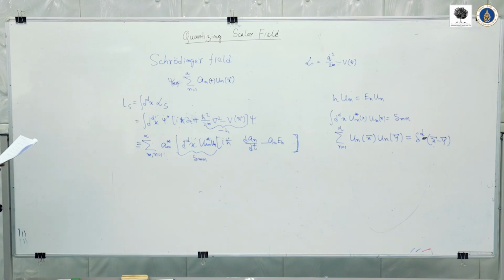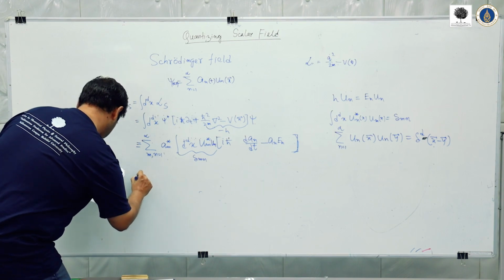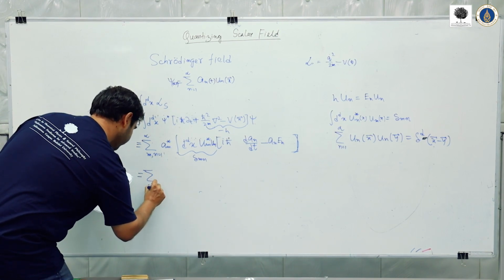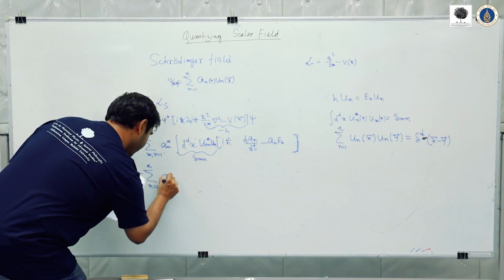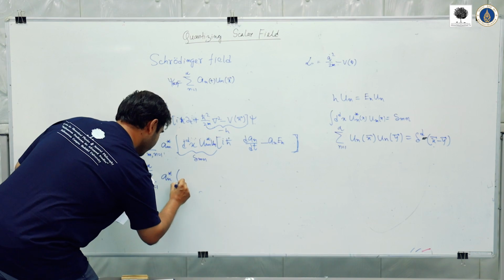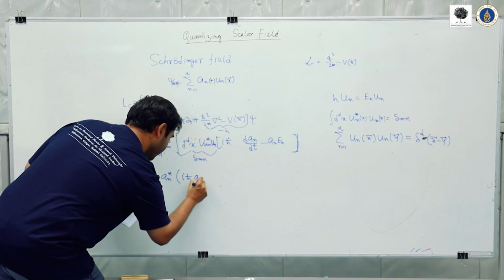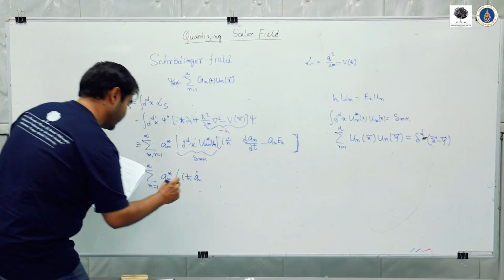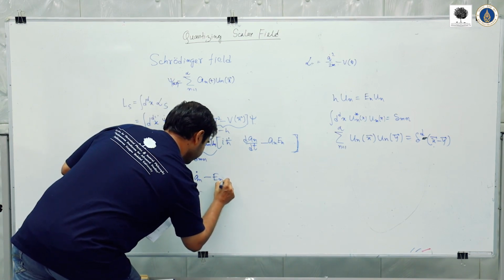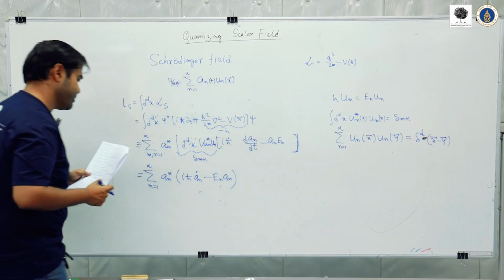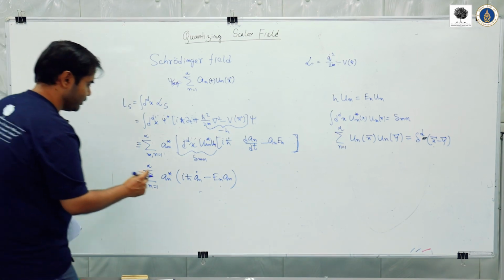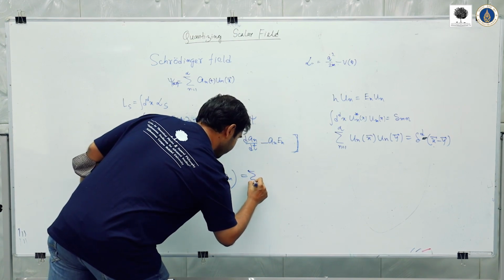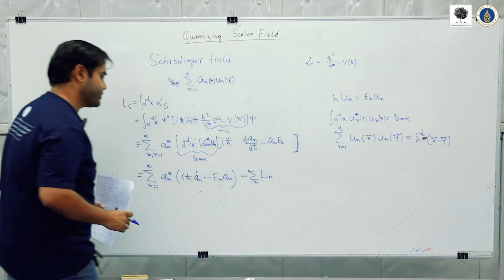So finally you can write it down, the whole thing, as summation over n equal to 1 to infinity, a_n star (i h bar a_n dot minus E_n a_n), just that much. And let us call the thing inside the summation some L_n. Okay.